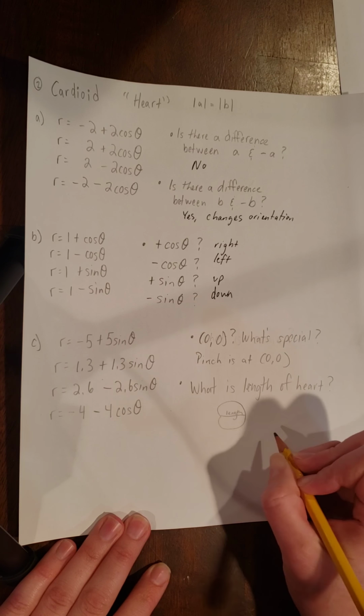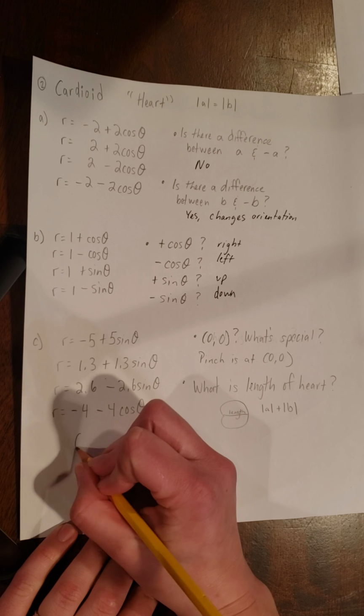Just like the length of the entire limacon when there was an inner loop, right? We did the same thing. Absolute value of A plus absolute value of B. They happen to be the same thing here. So that's going to give us the length of the heart from the pinch out.